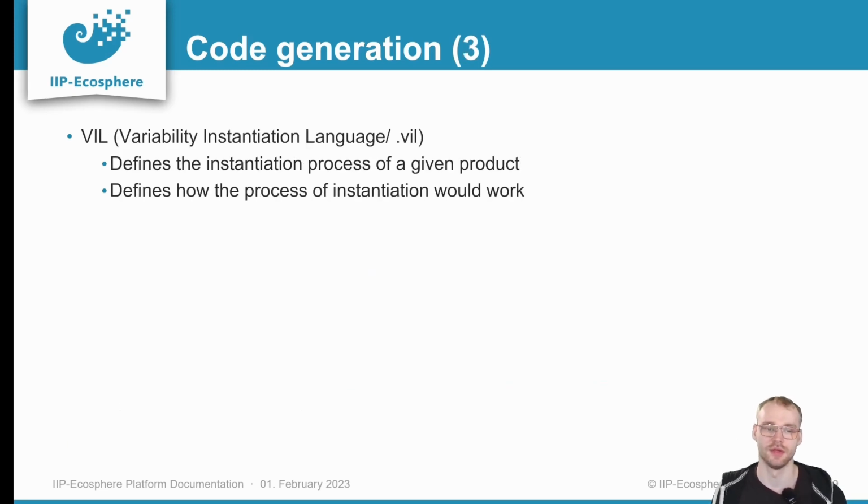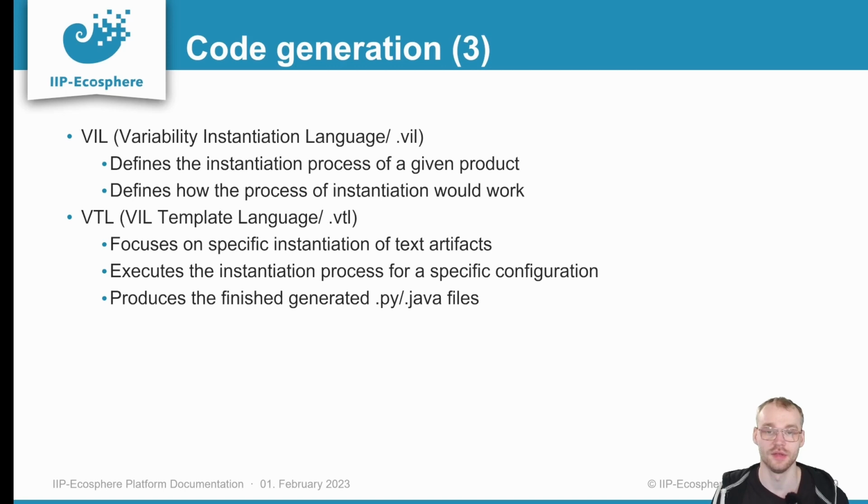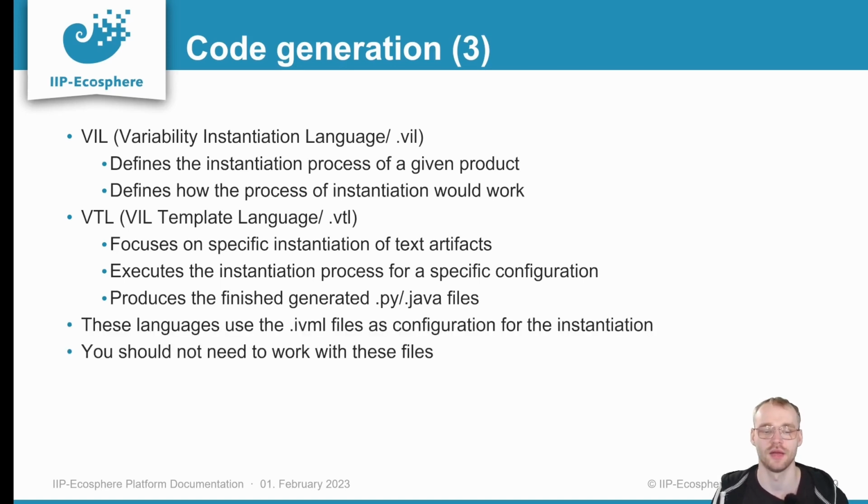VIL is a variability instantiation language, and it defines the instantiation process of the project. So this defines the overall process and order of things to be executed. VTL is the file type that focuses on the specific instantiation of text artifacts or binary artifacts. It executes the instantiation process for a specific configuration, and it produces finished generated Py or Java files, which then can be used, for example, as our templates to further work on them. VIL more or less structures the VTL process, and both use IVML files as a basis, so your description. You should not need to work with these files as mentioned, as the description is what the user needs to give.